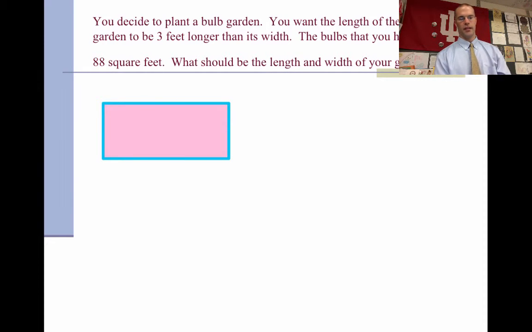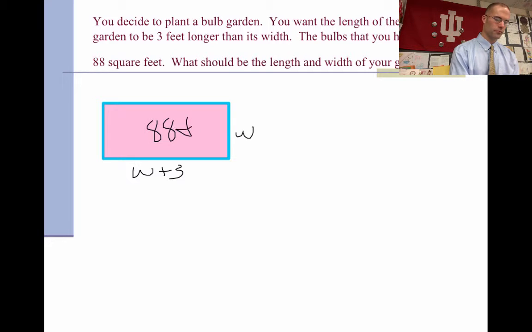Alright, you decide to plant a bulb garden. The length of the rectangular garden is 3 feet longer than the width. So this is the width. This would be W plus 3 because it's 3 feet longer. And the bulbs you'll cover is 88 square feet. So that's your area. What should the length and width of your garden be?